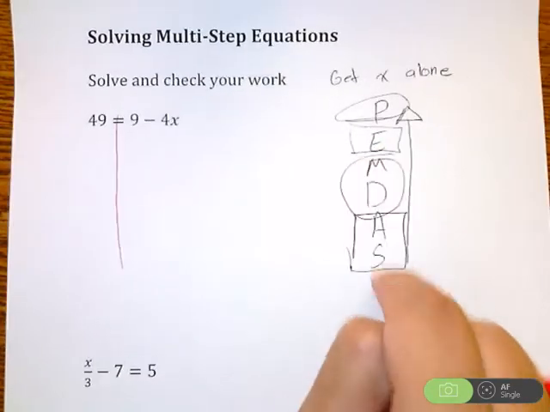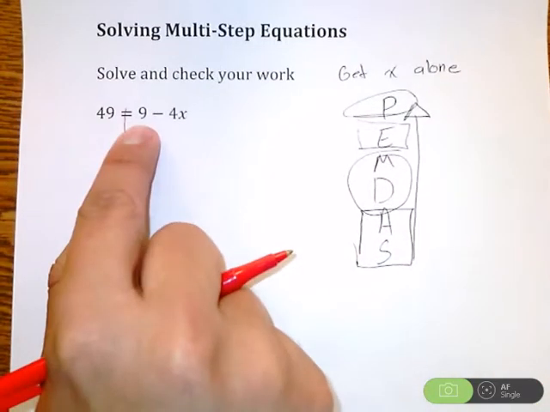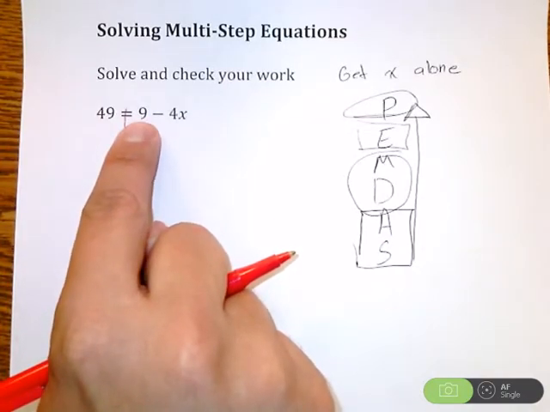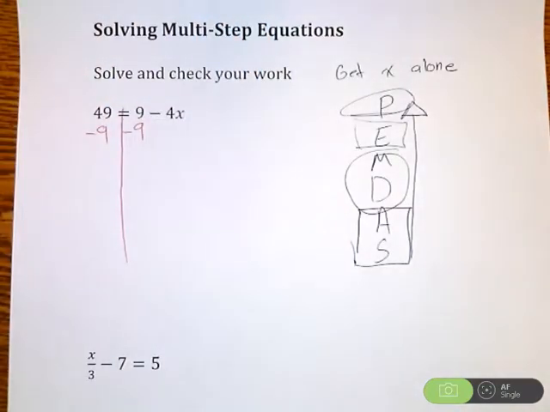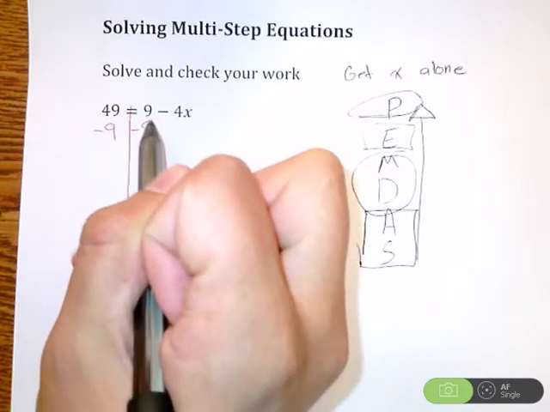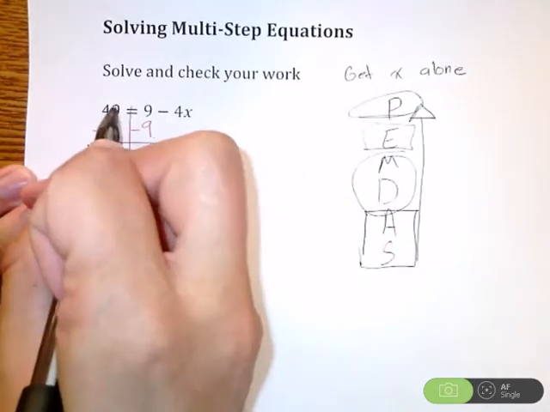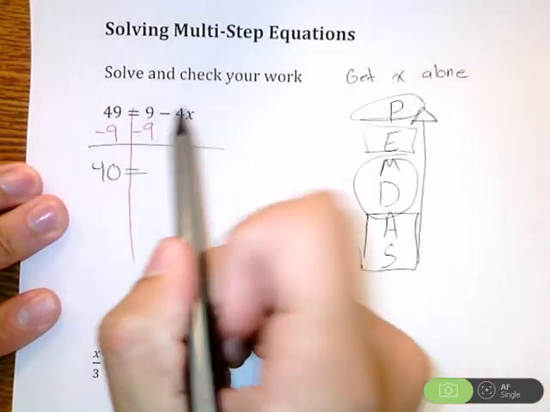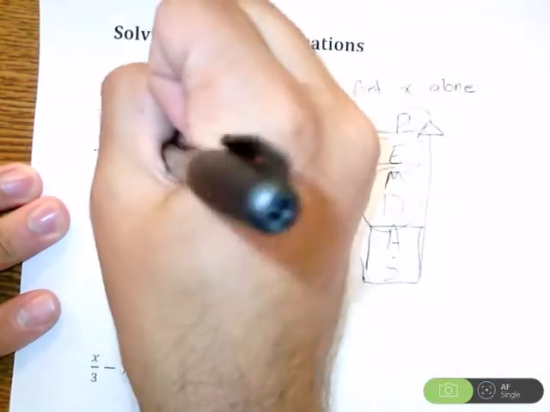So working the order of operations backwards means we have to get rid of addition and subtraction first. That would mean we have to deal with this 9. So the opposite of having a positive 9 is we're going to subtract 9 from both sides. I'm basically taking this 9 and using an inverse operation. Instead of addition, we're going to do subtraction to move it to the opposite side. 49 minus 9 is 40. On the right side, I have 9 minus 9, which is 0, so that's going to go away for us.